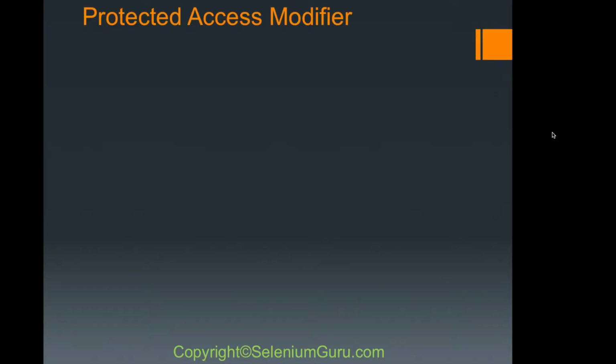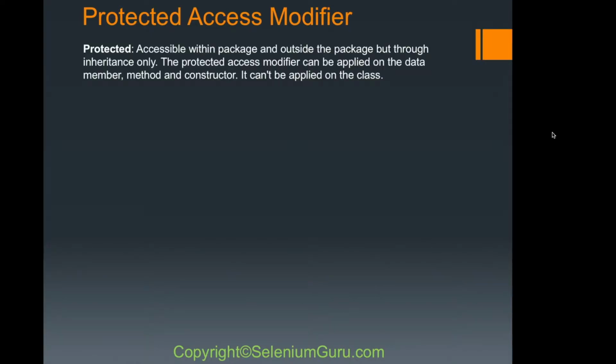In this lecture, we're going to learn about the Protected Access Modifier. So what is Protected Access Modifier? Protected Access Modifier is accessible within the package and outside the package, but through inheritance only. The Protected Access Modifier can be applied on the data member, method, and constructor. It cannot be applied on the class.